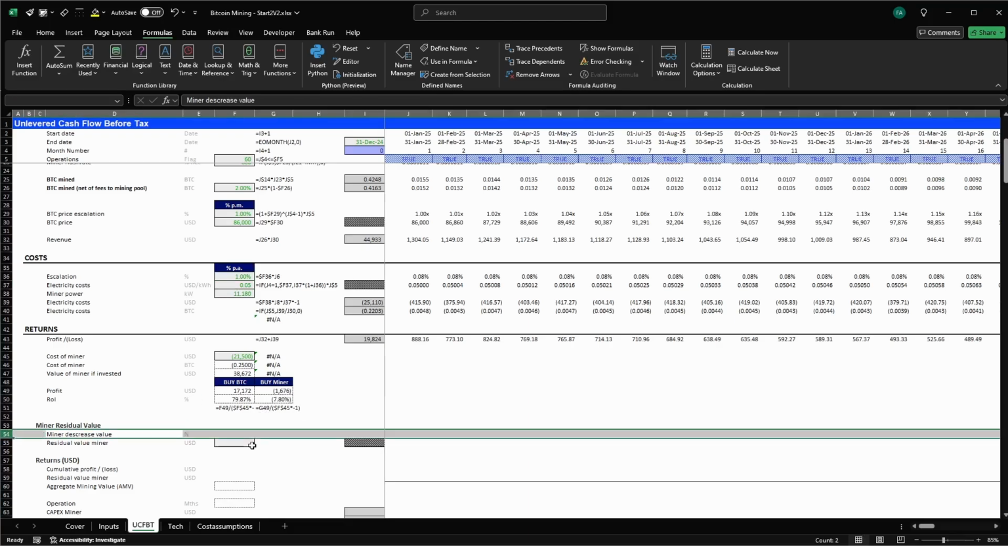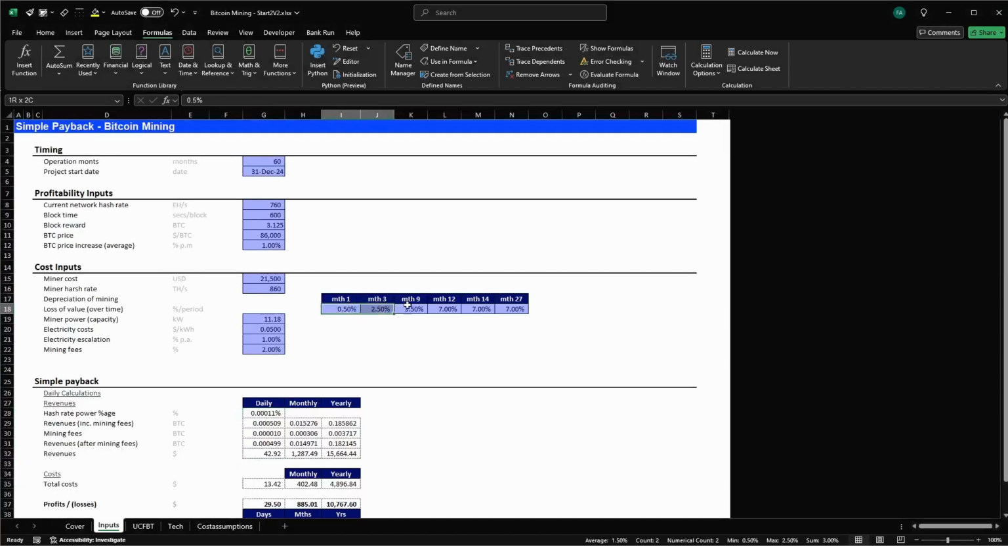So if you remember, previously I set up here the loss of value of mining over time. So what does this table do? It estimates the loss of the value of the mining machine over months. Between month 1 and 2, the mine is going to lose 0.5% of its value. Between month 3 and 9, it's going to lose 2.5%, and so forth and so on.